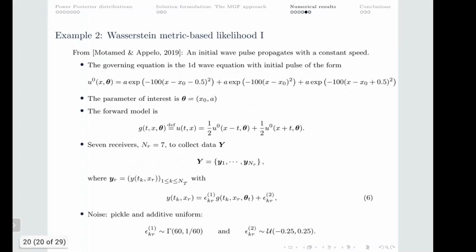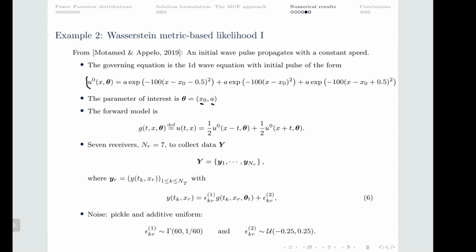So now the second example is we want to confront this approach with non-Gaussian error. We picked this example from the paper by Motamed and Appelö in 2019. It's a 1D wave equation with an initial pulse of this form, and the parameters of interest are the position and the amplitude of the wave. And the forward model is known.